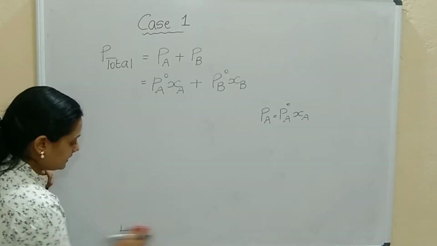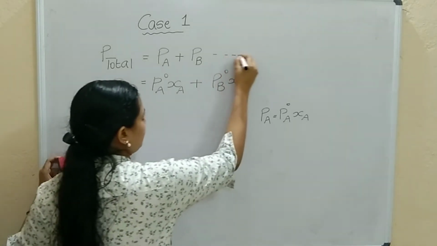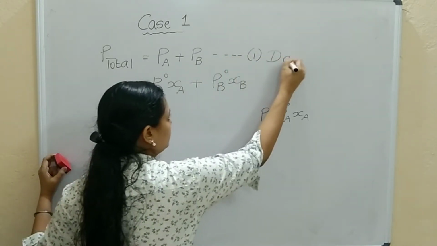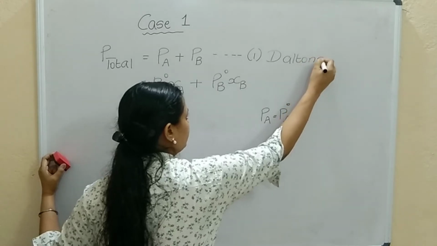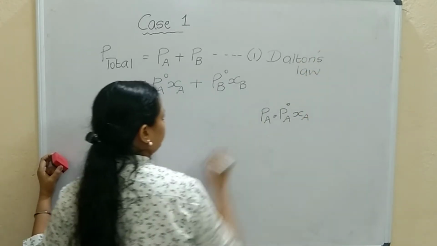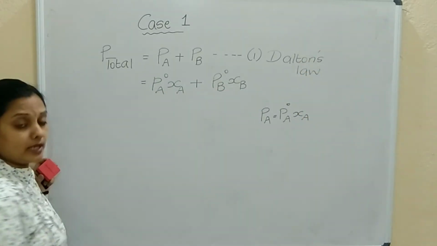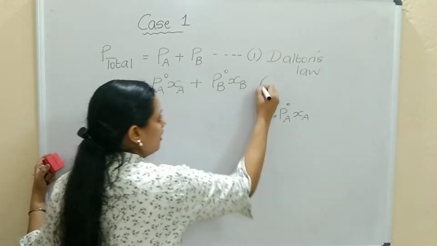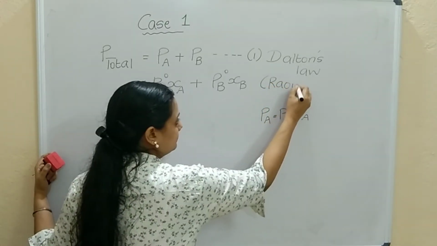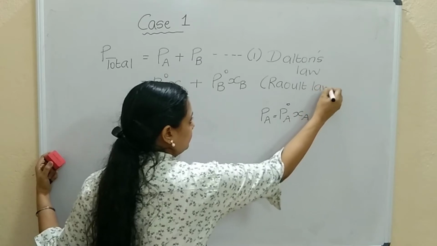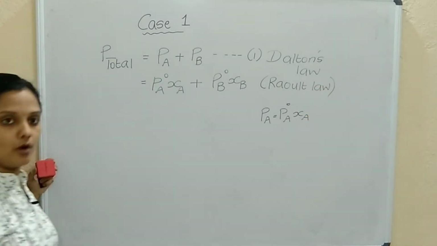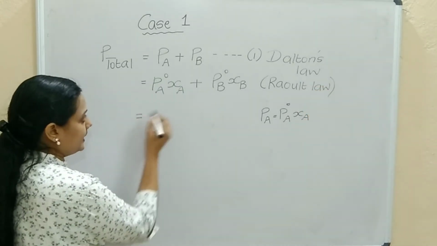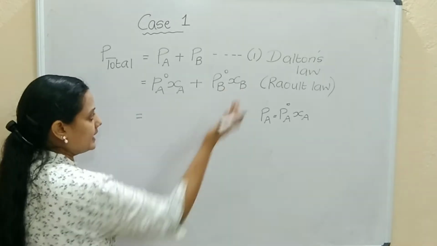The first equation I have written is from Dalton's law of partial pressure. And the second one I have written is from Raoult's law: PA degree XA plus PB degree XB.